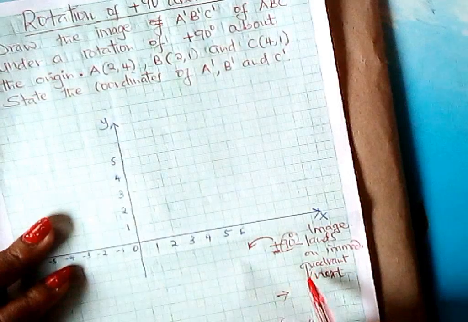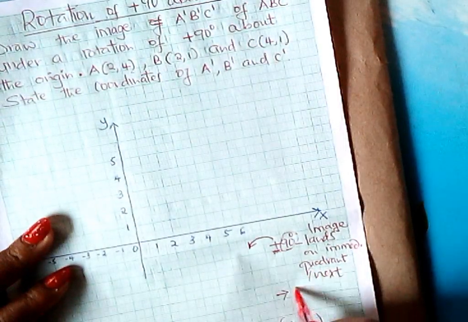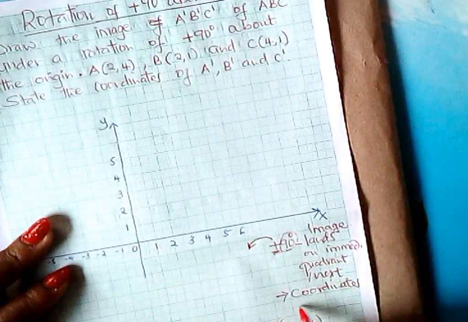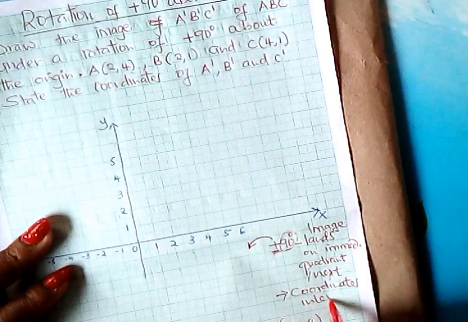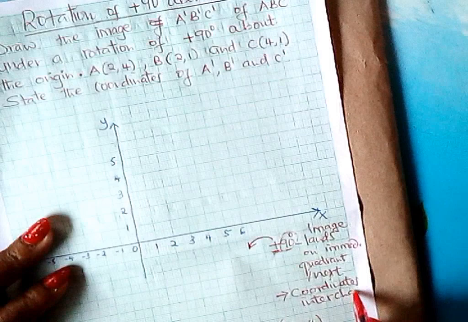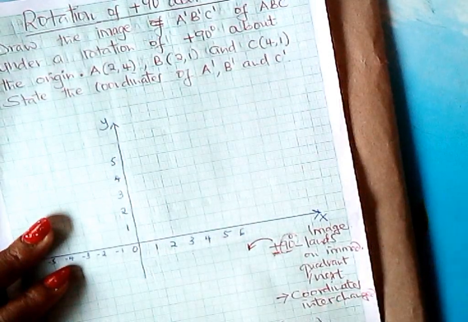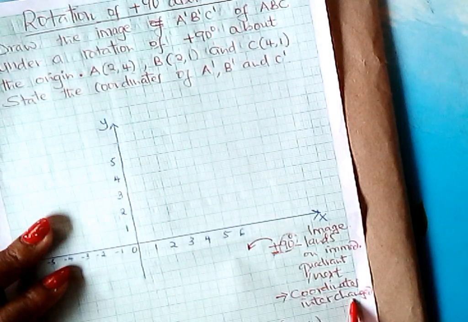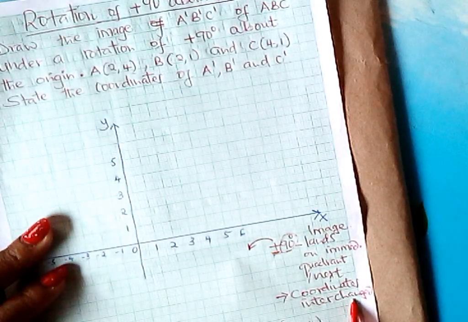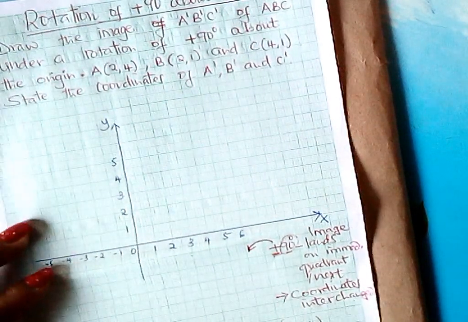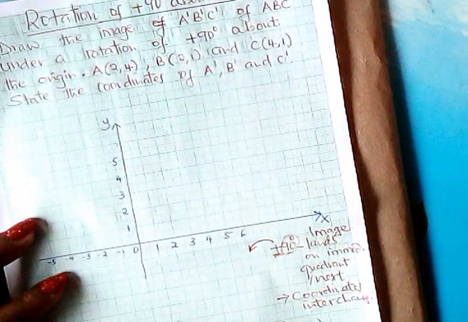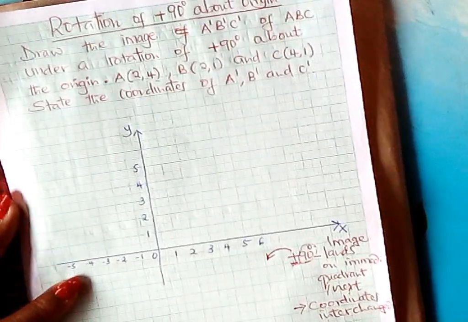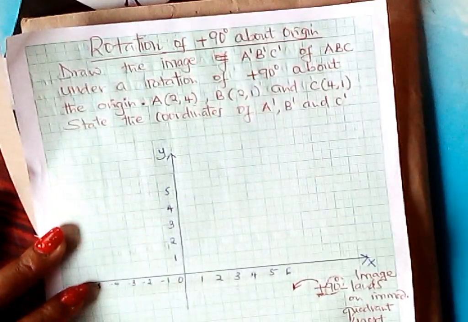That what happens is that the coordinates are just interchanged. So interchange the coordinates. The coordinates are just interchanged as you take care of the axis. As you take care of the axis, the signs will change. Some of the coordinates, the signs will change depending on the quadrant or the axis.